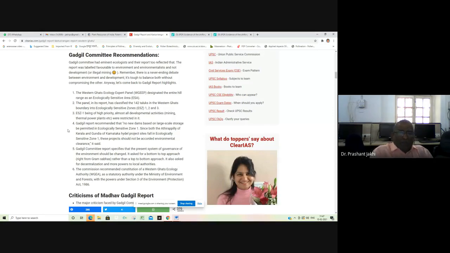The Gadgil report recommends that no new dam-based or large-scale storage be permitted in ecologically sensitive zone 1, since both the Athirappilly of Kerala and Gundia of Karnataka hydroelectric project sites fall in ecologically sensitive zone 1. These projects should not be accorded environmental clearance. I am deliberately giving you an idea regarding resources, indirectly resources.